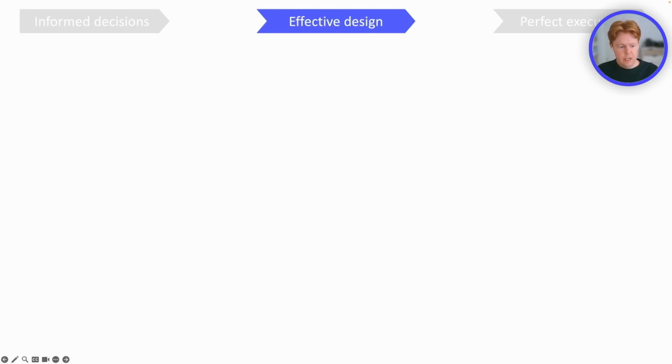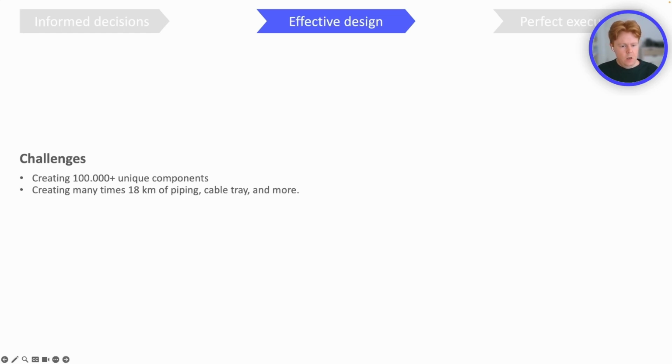Going to the design process, we had some initial challenges, and well, there are still challenges, right? One is that we need to create a lot of objects, and they need to be unique. So it's 100,000 unique components, which means that depending on where they are in the model, they need to have a unique ID and information about where they are placed and what type of component they are. We need to create many times 18 kilometers of piping, cable trays and more. Along the tunnel, for example, there's sprinkler, so that needs to be created.